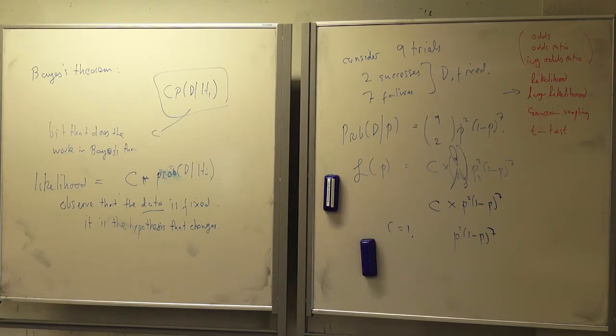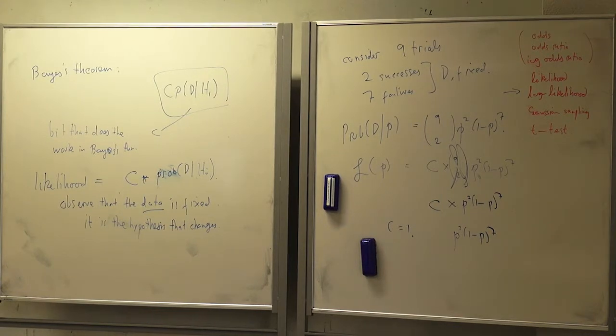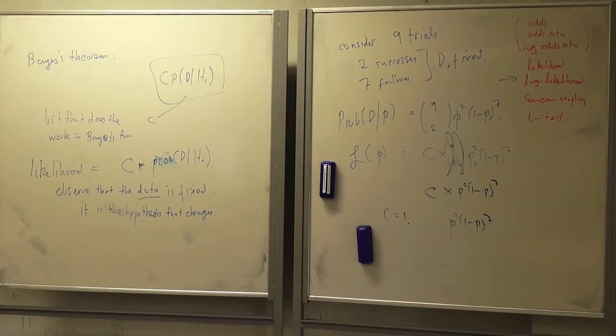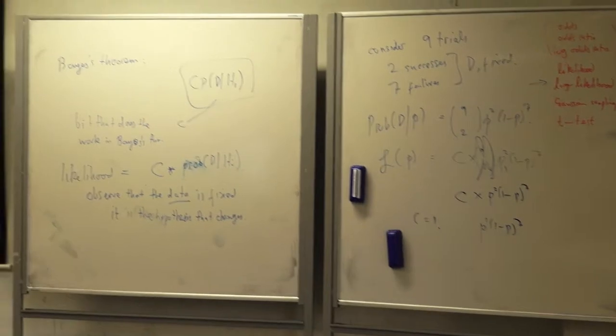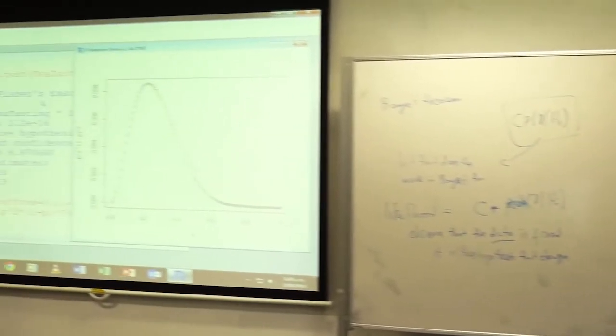So I'm going to plot that again. P becomes a sequence from 0 to 1, length equals 100, plot P squared, 1 minus P, 7. So there it is. There's our likelihood function here, or a likelihood function.